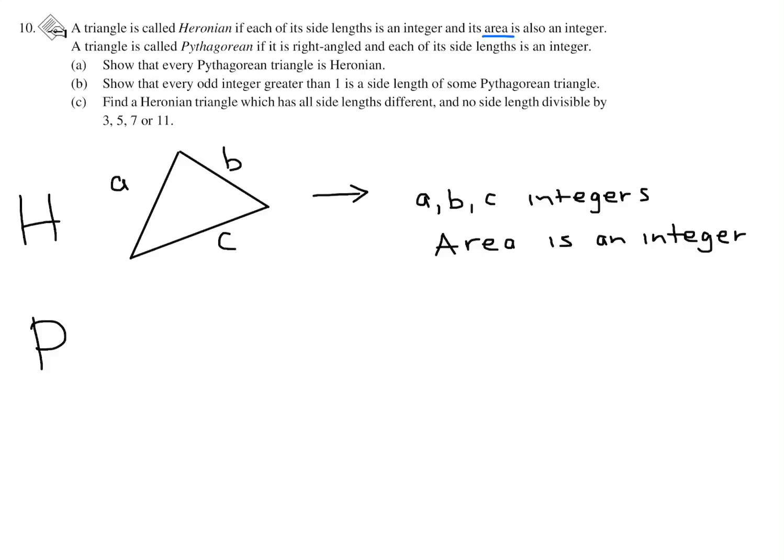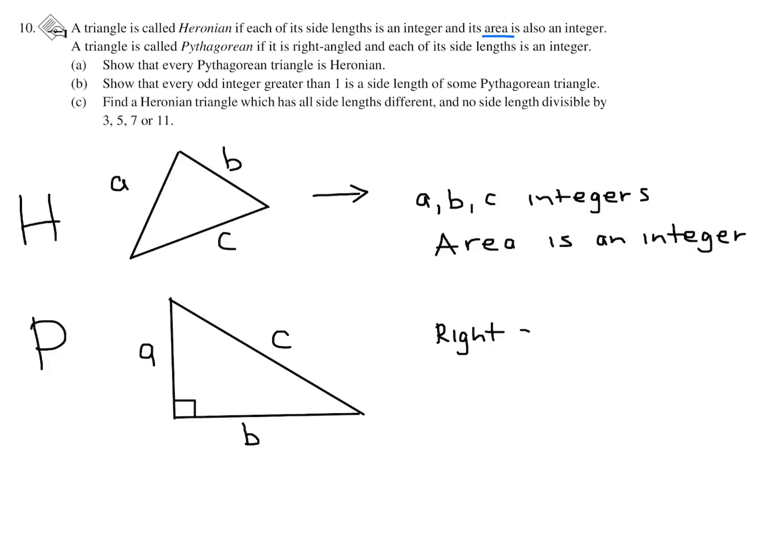And then our Pythagorean conditions are somewhat similar but not identical. You've got a right triangle this time, like that, and we have, let's say, A, B, C. Our conditions now are that it's a right angle, which we have written in our diagram, and the side lengths A, B, C are integers. So there you go. Now, what they're saying in part A is to show that every Pythagorean triangle, so every triangle like this, is also Heronian. Now, how do you do that?